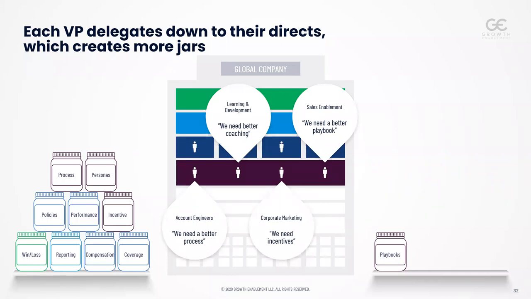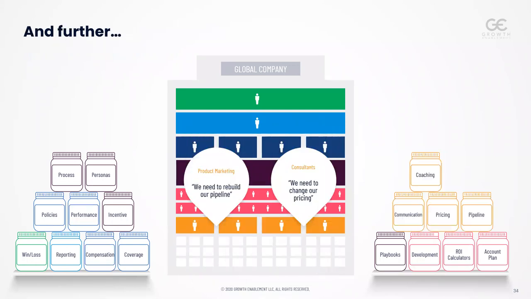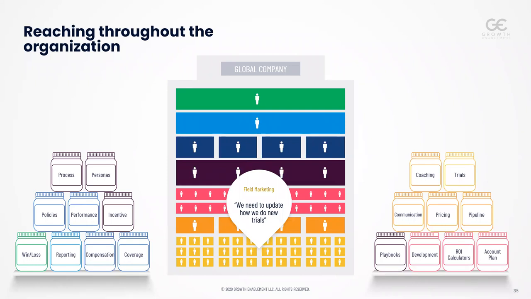So each one of these things is going to be launched in some way, shape, or form. A jar is born, if you will. And then those things get delegated down to other people. The directors can also delegate tasks to other managers, and they come up with their own individual checklists and activities, like I need to improve our ROI calculator, or we need better personas. I need you to do that, Tim, or Steve, or Sally. We do account-based marketing, so we can do account-based plans that somebody learned about somewhere else. And then those get cascaded down to other people, and so on, and so on.